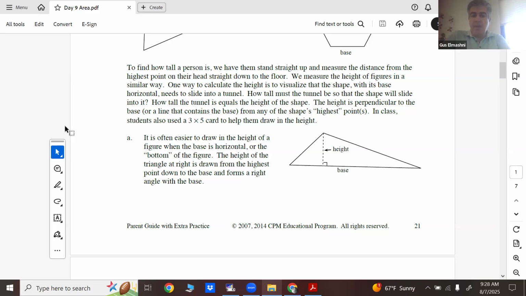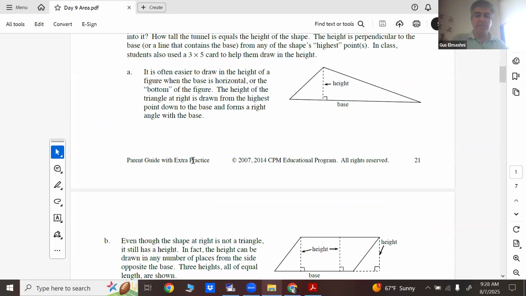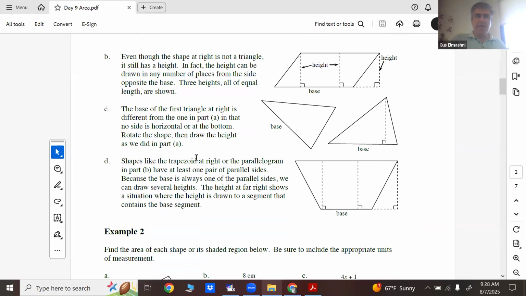The height of the triangle is drawn from the highest point down to the base and forms a right angle at the base. Yeah, which is exactly what I just did. So perfect. Good. Excellent. Okay.